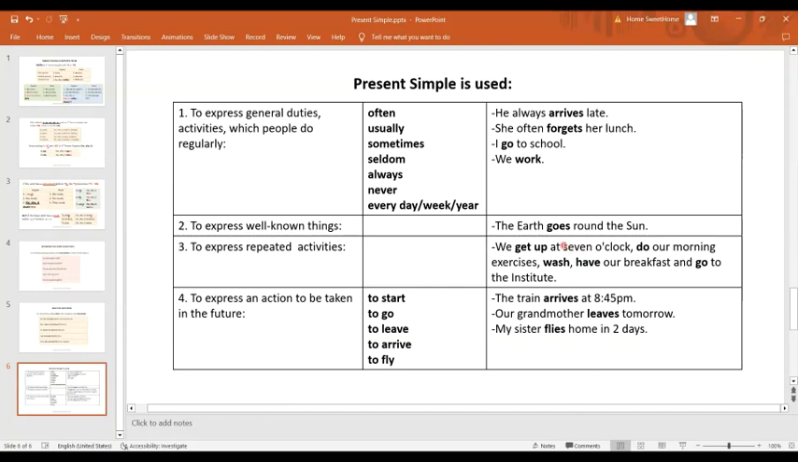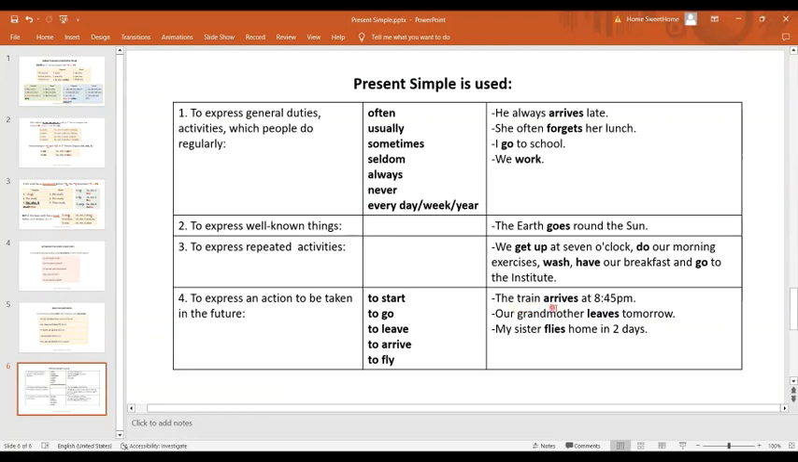All of these things are repeated activities, and we use present simple to express our ideas. Number four, to express an action to be taken in the future. It's used with verbs like to start, to go, to leave, to arrive, and to fly, especially with transport. With transport, to show the action in the near future, we use not the future tense, but present simple tense. This is also very common in English language and very important.